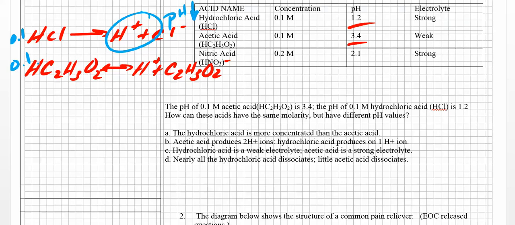As opposed to this 0.1 molar acetic acid situation, where hydrogen ions are produced, just not in as much quantity as in the equation above, right? So that's it. That's my answer.